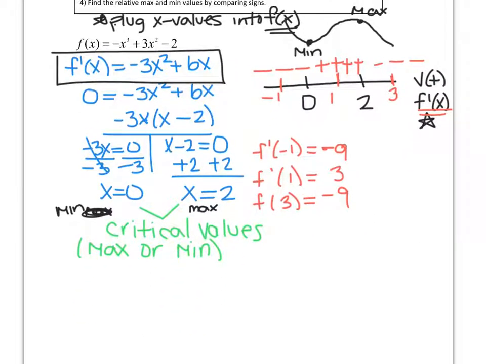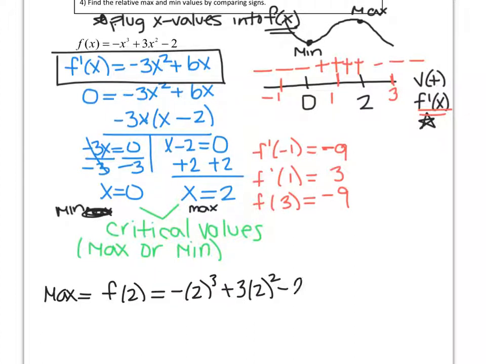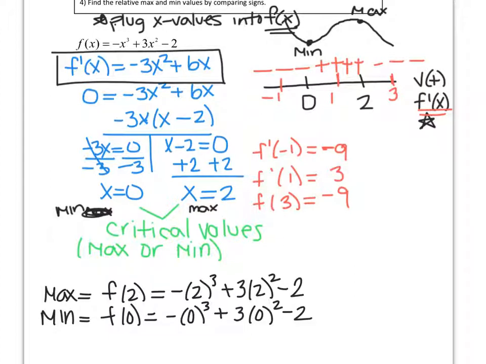Okay, so our maximum is at x equals 2. So we want to do f of 2: negative 2 to the third plus 3 times 2 squared minus 2. And our minimum is at x equals 0. So we want to do f of 0. So I'm plugging into the original function. So take a minute, pause the video, and see if you can get the 2 answers, and then hit resume when you're ready. Okay, these are your answers.